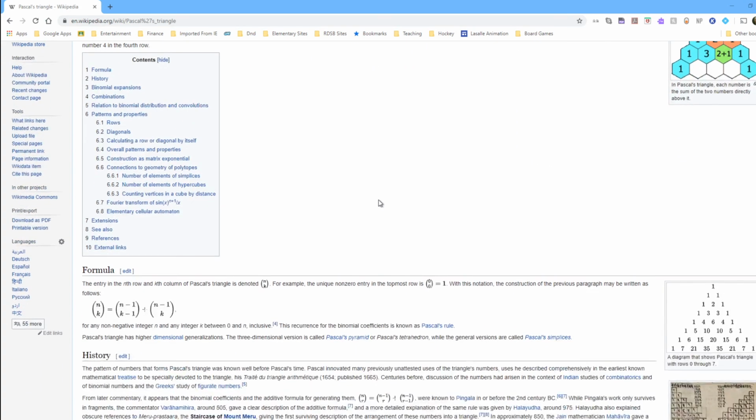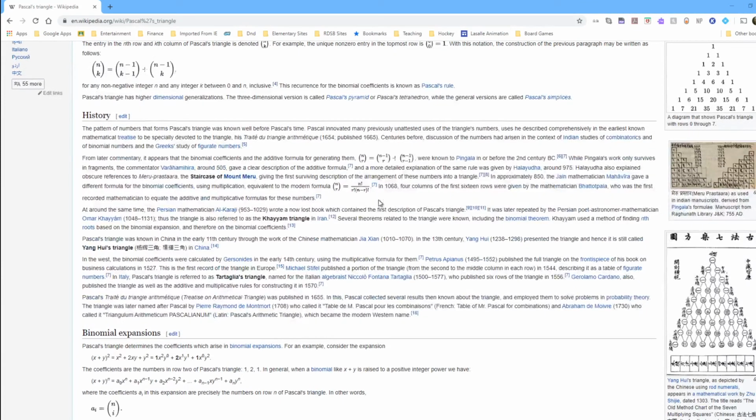What's interesting about this website is the history. When I read this, I actually didn't know this. I thought Pascal was the person who developed this triangle. This triangle has been known since before the 2nd century BC. A gentleman by the name of Pingala. And they show you the images that were used, okay? And I believe there were some Chinese mathematicians as well working on this triangle.